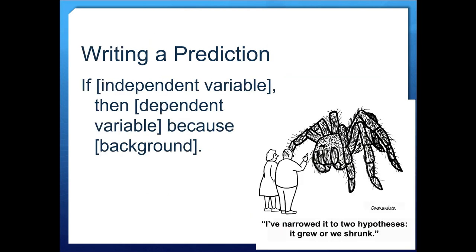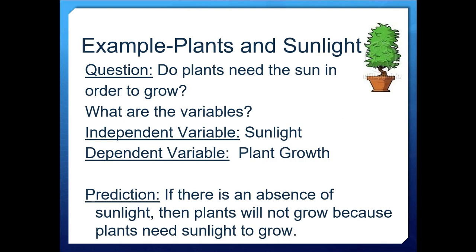Then you write a prediction. If your independent variable does this, then the dependent variable does this because. So if you give the plant 4 hours of sunlight, the plant will grow because it needs at least 4 hours of sunlight to grow. So, do plants need the sun in order to grow? What are the variables? Independent variable, sunlight; dependent variable, plant. So, if there's an absence of sunlight, then the plants will not grow because plants need sunlight to grow. So, you will do an experiment where you give plants no sunlight, give plants 4 hours of sunlight, give plants 8 hours of sunlight, and see what happens to each plant.